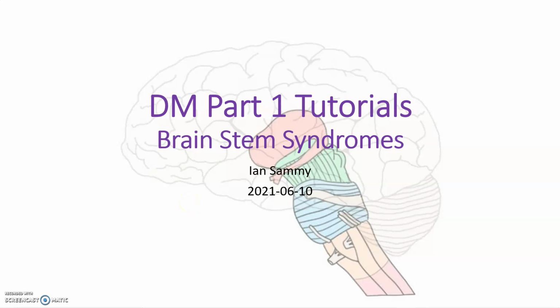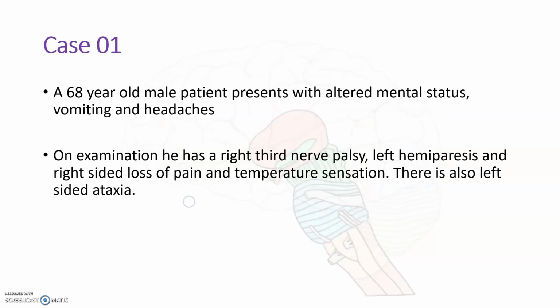So now we're going to talk about brainstem syndromes. As with the stroke syndrome talk, we are going to try to correlate the clinical anatomy with the symptoms and signs of these syndromes. So again, a little case. A 68-year-old male presents with altered mental status, vomiting and headaches. On examination, he has a right third nerve palsy, left hemiparesis, and right-sided loss of pain and temperature sensation. There's also left-sided ataxia.